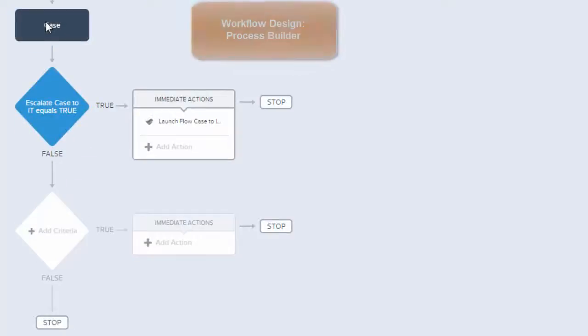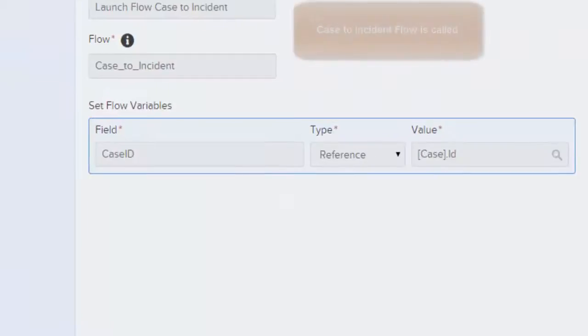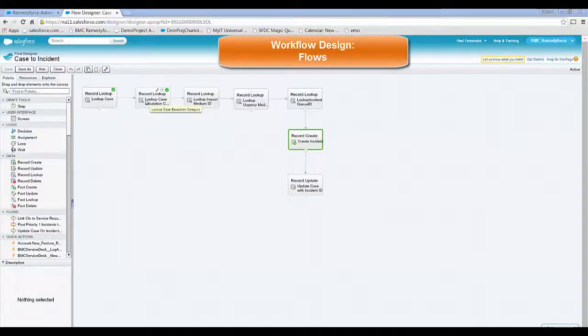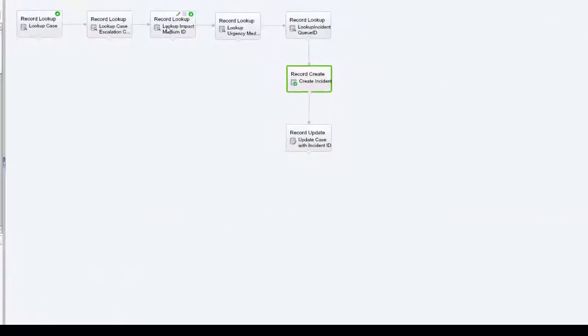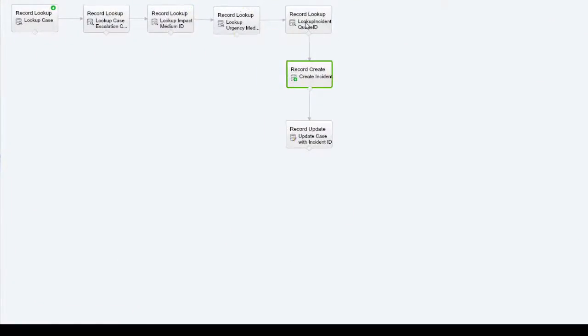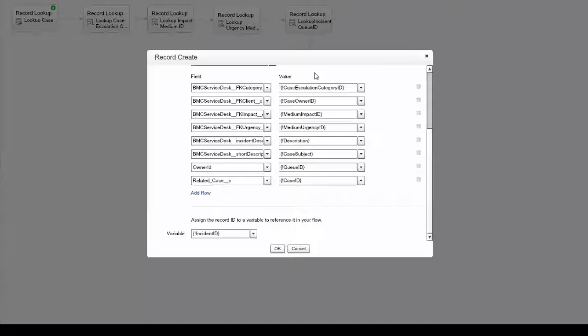The Salesforce Process Builder allows you to easily automate your business processes while also providing graphical representation of those processes. When a condition has been met, a flow is then called. In this particular case, we see the flow being called is case to incident. Here in the Flow Designer, we see a series of lookups are taking place. With this, we then see the creation of the actual incident and the data that is being leveraged for that.